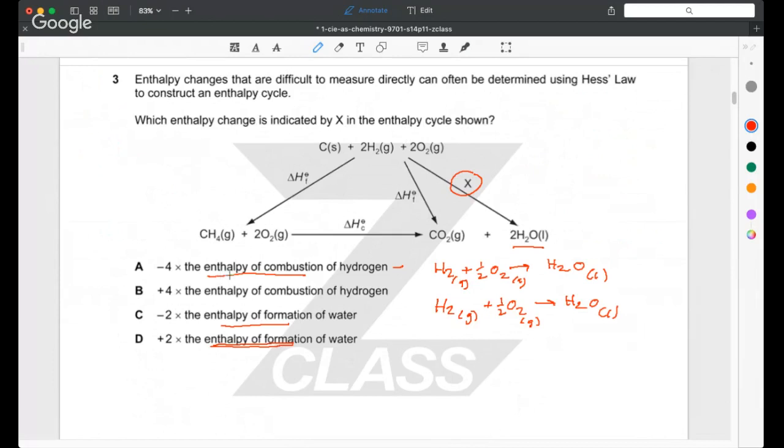If it was 4 times the enthalpy of combustion of hydrogen, then it would be 4 lots of hydrogen up there, 4 moles of hydrogen. So it's definitely one of these 2 here. And because we're just drawing the arrow in the correct direction, we're forming water, then that arrow correctly represents the enthalpy of formation of water. And so we don't need to change its sign or anything like that. So that is 2 times the enthalpy of formation of water, which is answer D.